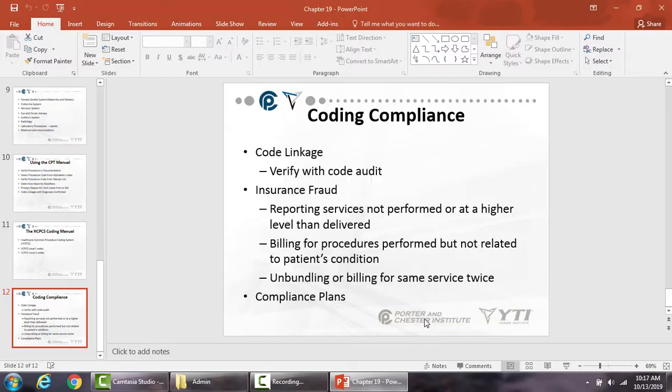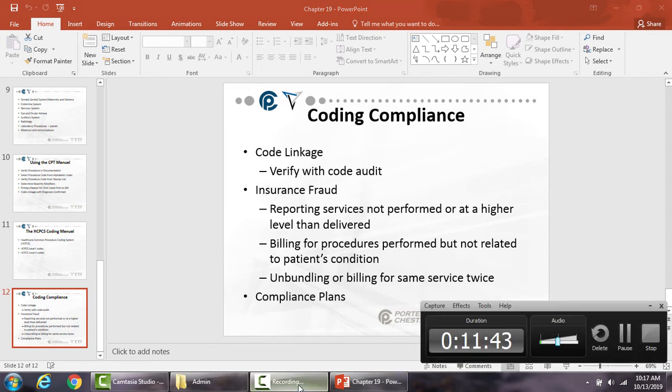What about compliance plans? Do you have compliance plans in place? There will be a manual for compliance plans. And that ends our lecture today.